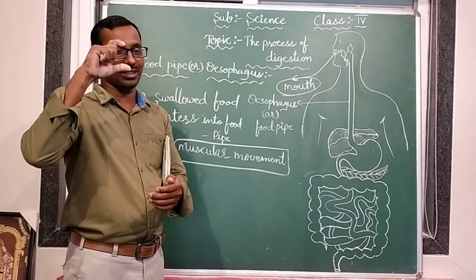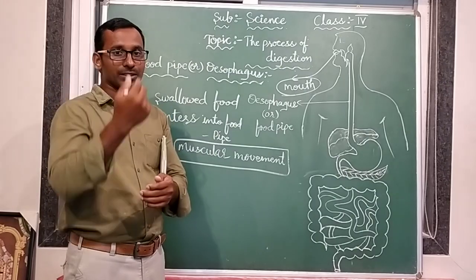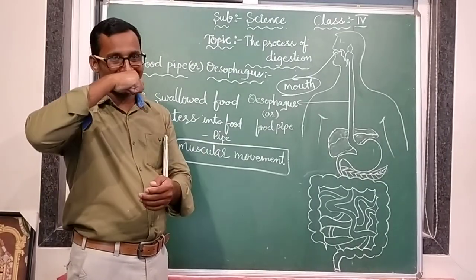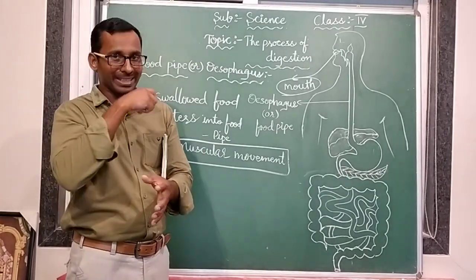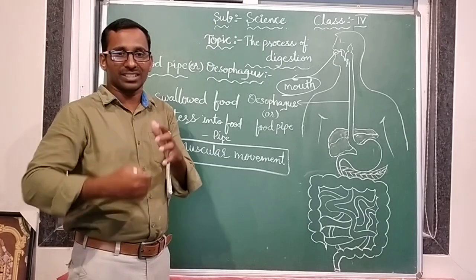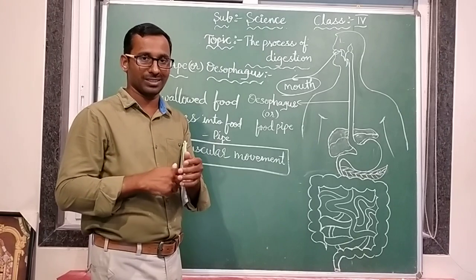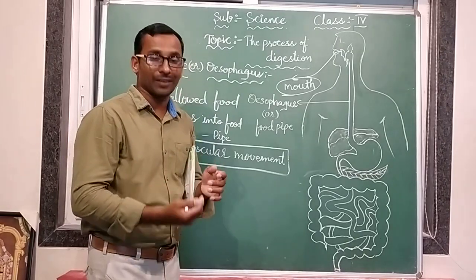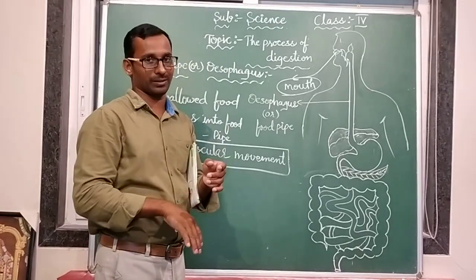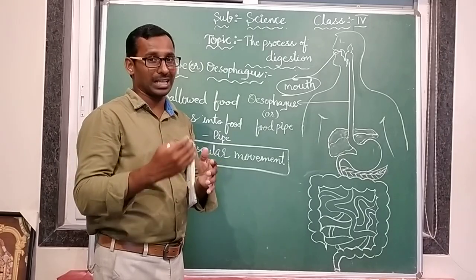Suppose you see a chicken leg piece this big. Can we swallow that directly? No. We are tearing, chewing, biting, breaking the bones. We are chewing, making it like a small paste. Is it right? So that is grinding. After that, we try to swallow it. So how is that possible? With the help of teeth.